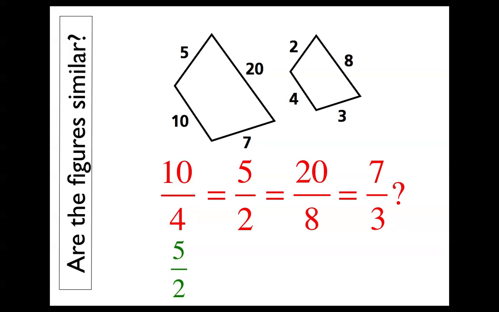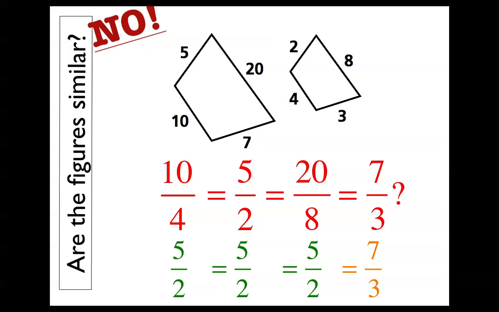10 over 4 reduces to 5 halves. 5 over 2 already is in simplest form. 20 over 8 also reduces to 5 over 2. We're looking pretty good, except, 7 over 3. It's not the same ratio. It's not proportional. So are these two figures similar? No, those are not similar figures because they're not proportional. Okay.